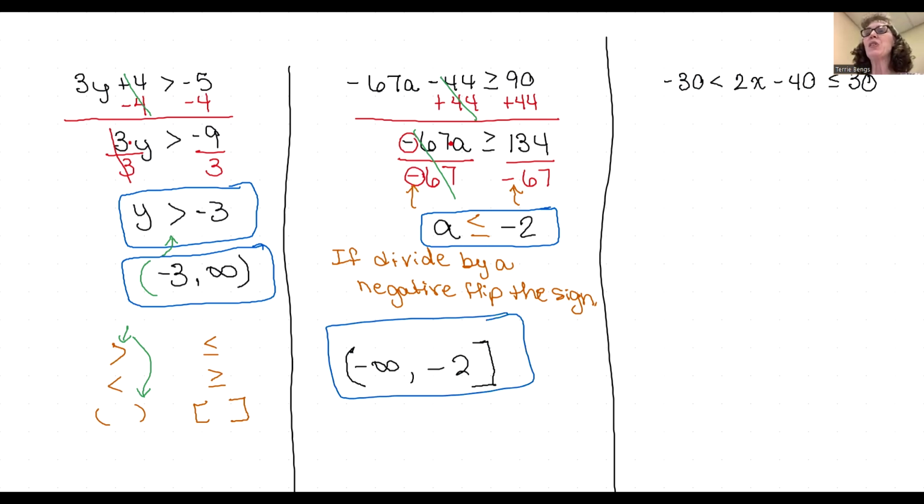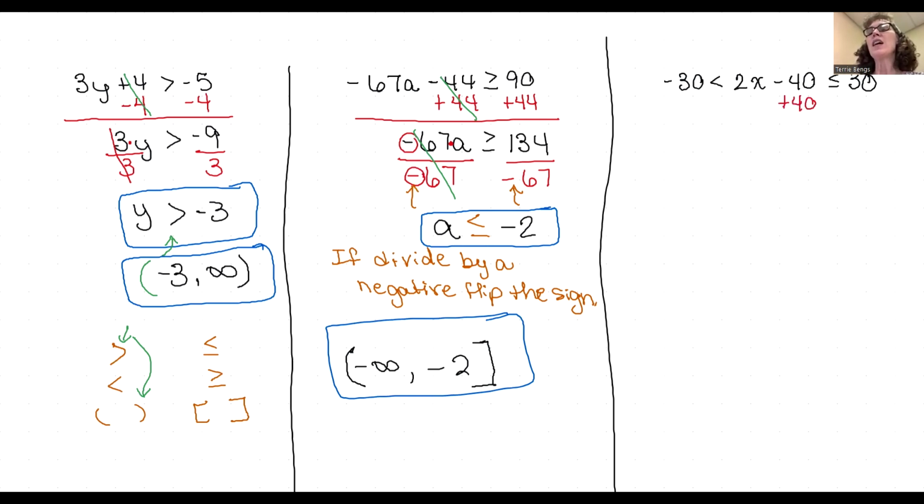All right, so let's look at our last one here. And this one looks a little weird. We have negative 30 is less than or equal to 2x minus 40 is less than or equal to 30. So we're like, hey, there are 2 inequality signs. That's okay. Our goal is to get x in the middle by itself. So if you just don't look at the 2 things on the sides, if I just want 2x left there, I've got to get rid of that 40, right? So I'm going to do the opposite, and that would be adding 40, correct?